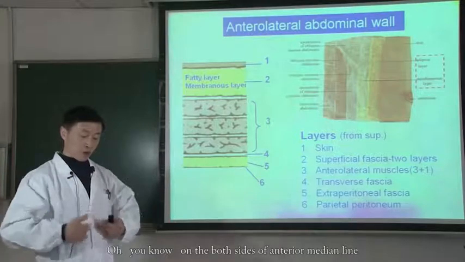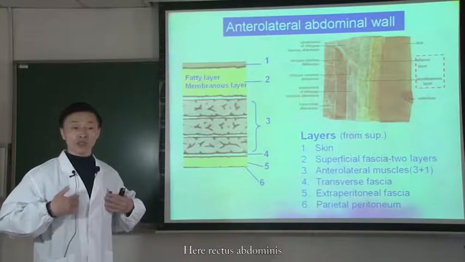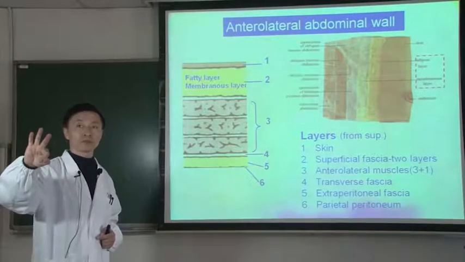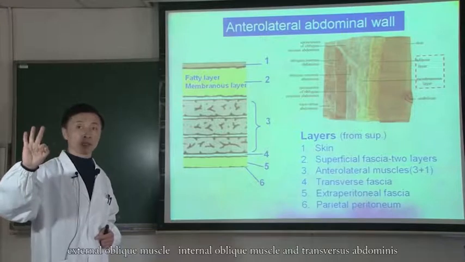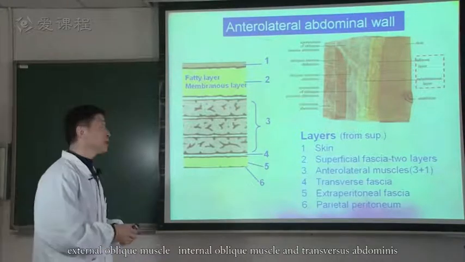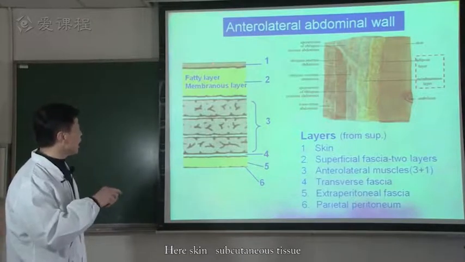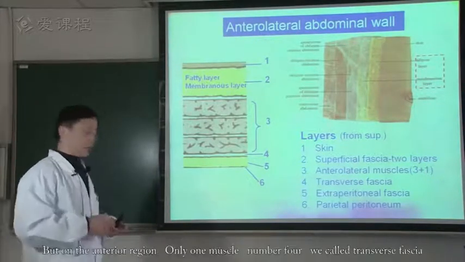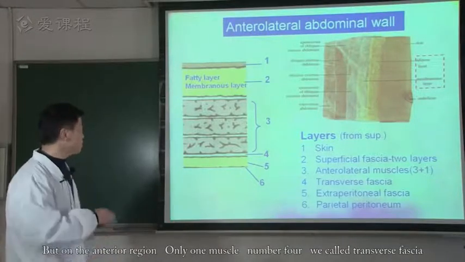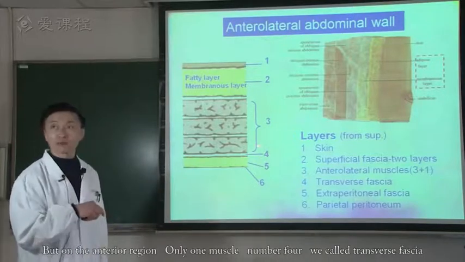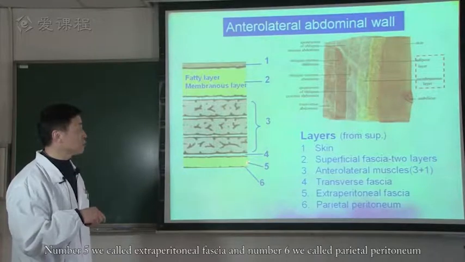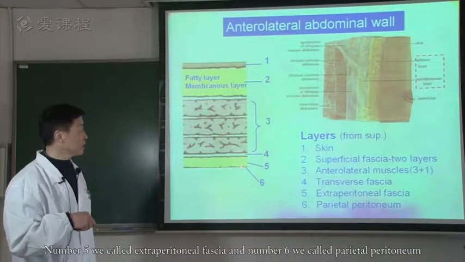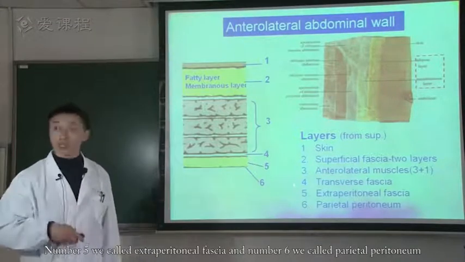On both sides of the anterior midline, here, rectus abdominis. But on the lateral side, from superficial to deep, there are another three layers of muscle: external oblique muscle, internal oblique muscle, and the transverse abdominis muscle. Here, skin, subcutaneous tissue, three layers. Three layers means this area, a lateral region. But anteriorly, here, only one muscle. Number four, we call the transverse fascia. Number five, the extraperitoneal fascia. Number six, the parietal peritoneum.